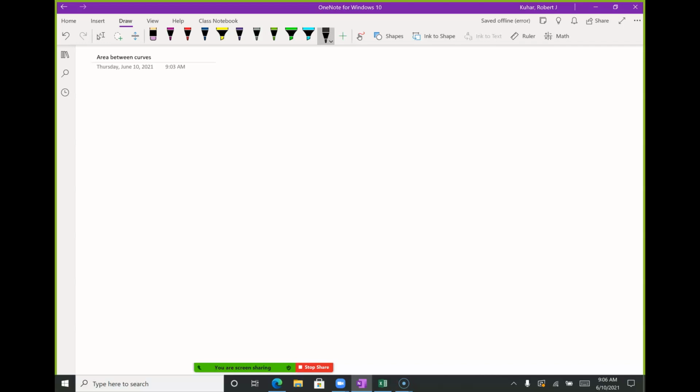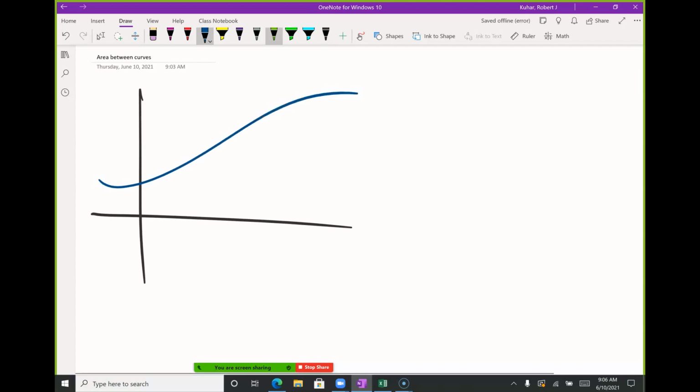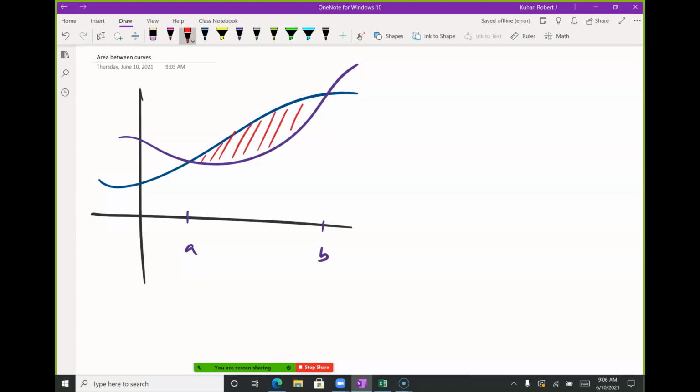Okay, area between curves. I've got 2 functions that are crossing at A and B. And I'm interested in the area between the 2 curves.